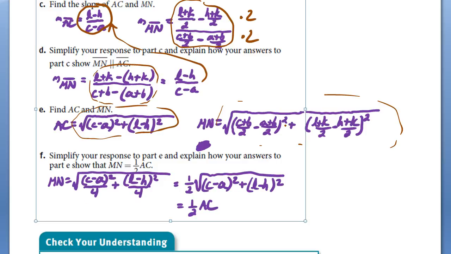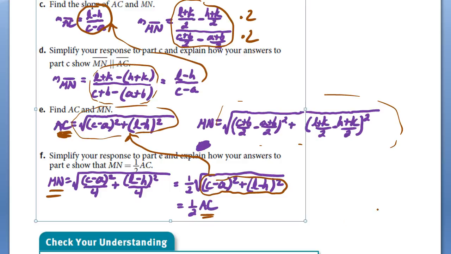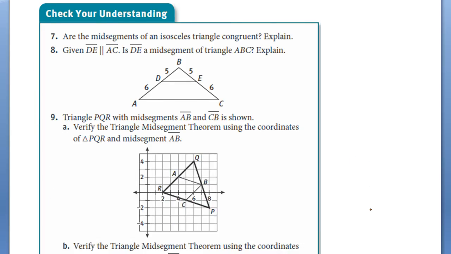Question F, simplify that complicated looking one to show that it is half of AC. The first thing I did is the squaring part, and the denominator of 2, when you square it, turns out to be a 4 here and here. Then I did the square root of this. The square root of the 1/4 part makes 1/2 pulled out at the front, and then the other stuff I left in the square root. Notice how that expression in the square root is the same thing as AC. And so we have shown with algebra that length MN is equal to half length AC. Here are some check your understanding questions, so I'll pause the video.